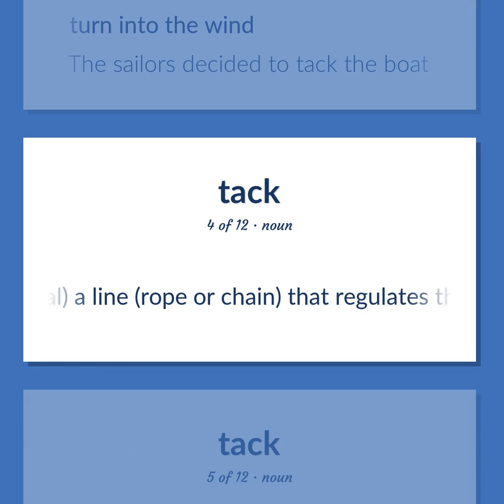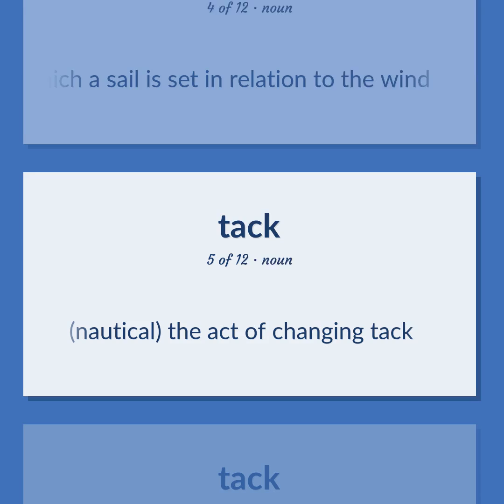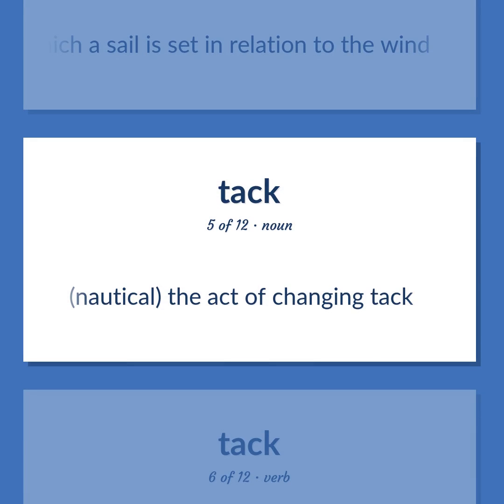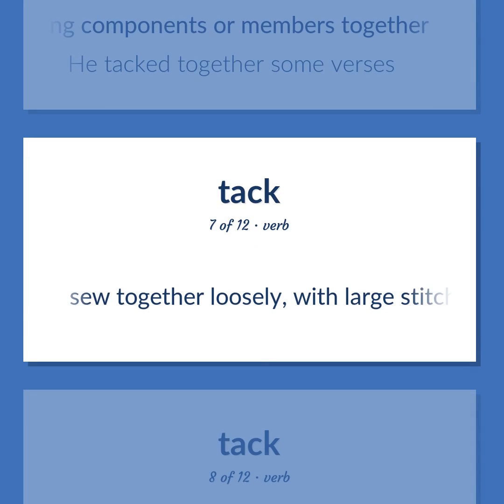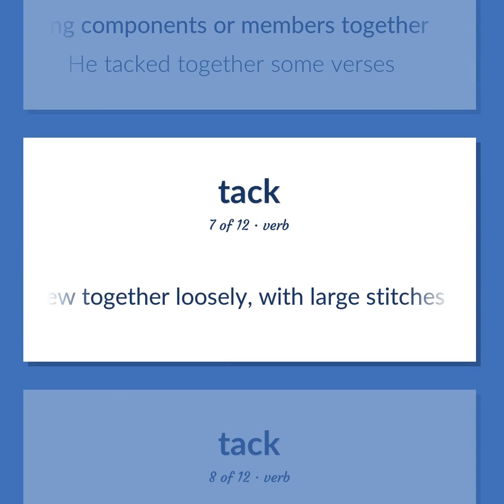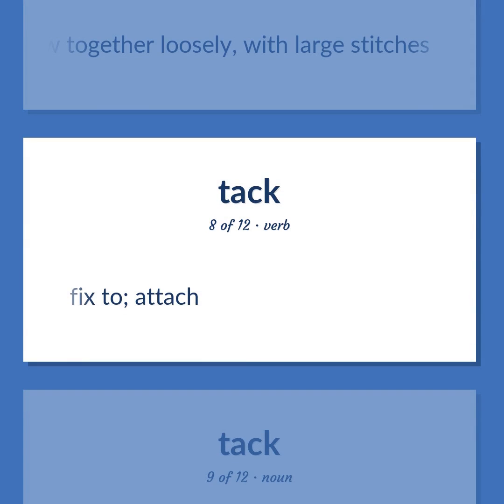Nautical. A line, rope or chain, that regulates the angle at which a sail is set in relation to the wind. Nautical. The act of changing tack. Create by putting components or members together. He tacked together some verses. Sew together loosely, with large stitches. Fix to. Attach.